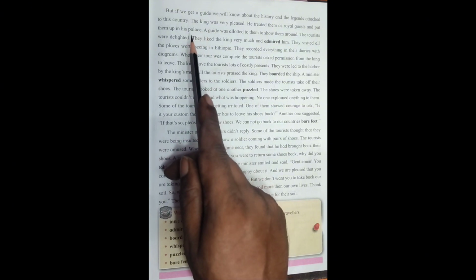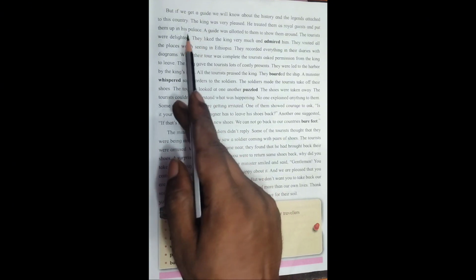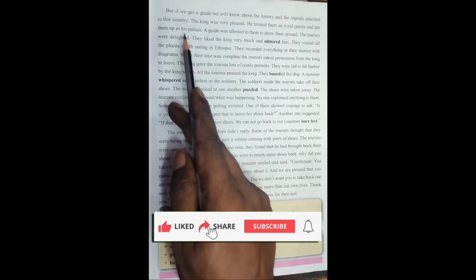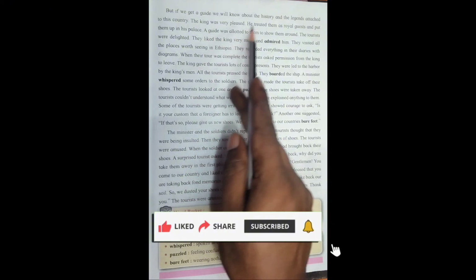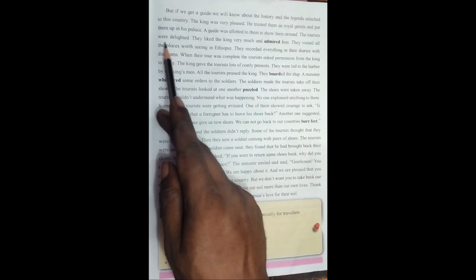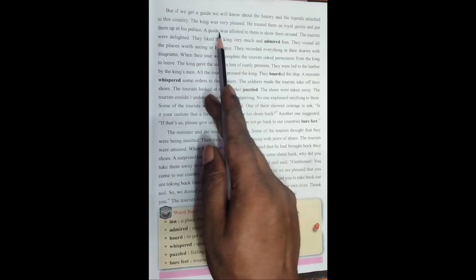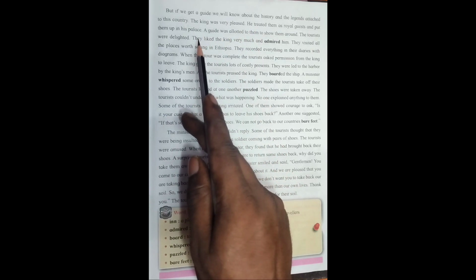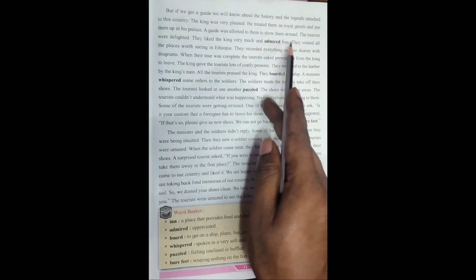So the tourists tell the king that we are very happy to see the country, the river, the natural beauty and the land. But if we come to know the history and the legends behind them, we will be more happy. The king was very pleased. He treated them as royal guests and put them up in his palace. Hearing their words about the country, the king was very happy. He treated them as his royal guests and made them stay in his palace. A guide was allotted to them to show them around.